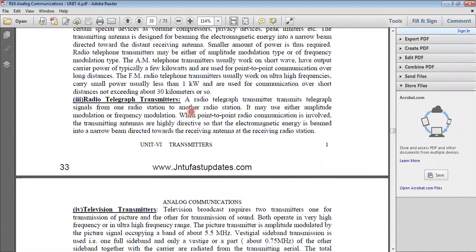So radio telegraph transmitters, again, these are used to send the telegraph signals. For point-to-point radio communication, we use a narrow beam transmission.